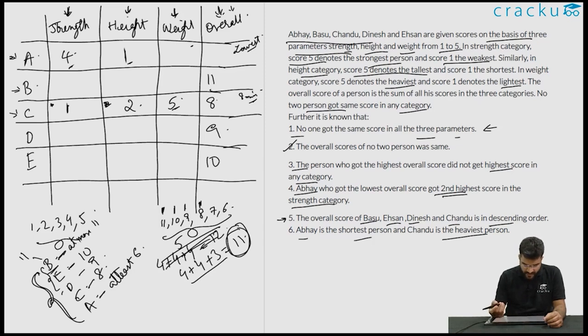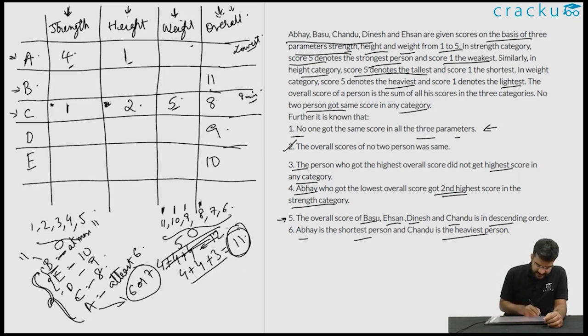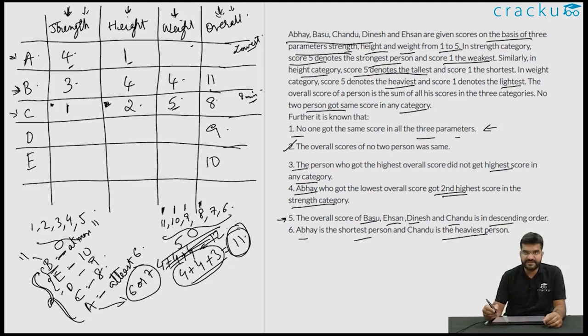Now what we don't know for sure is the value of A. Overall score of A can be either 6 or 7. We don't know whether it is 6 or 7. We know that it is definitely less than 8 and definitely greater than or equal to 6. Now if you are looking at trying to fill the others, for example Basu, who scored the highest, we know that his distribution is 4, 4 and 3. And he can't get a 4 in strength because Abhay already got a 4 in strength. So he would get a 3 in strength and 4 and 4 in the other two categories.